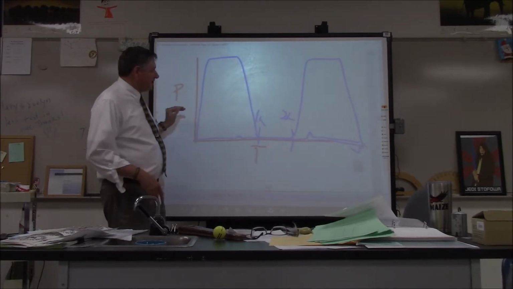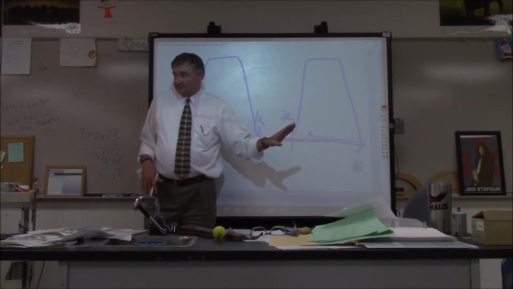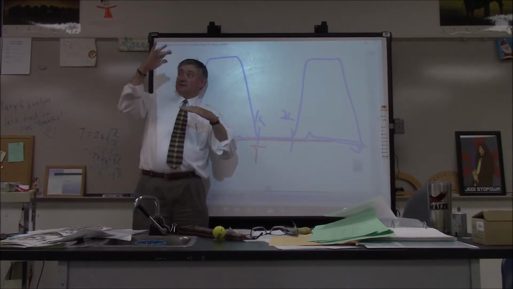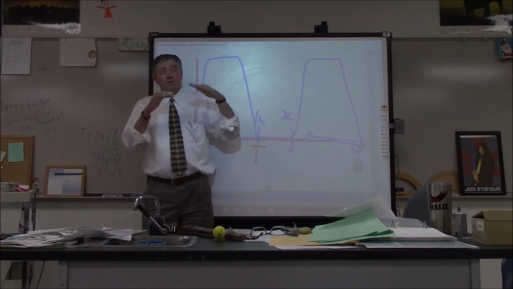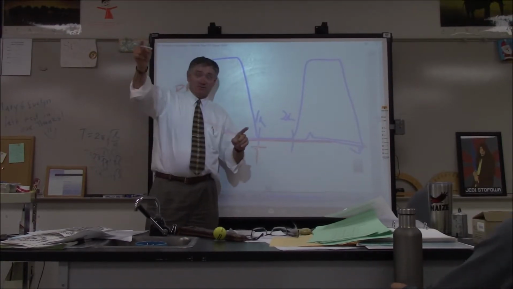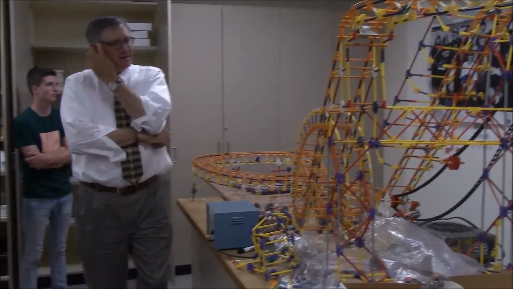Okay, so you get this idea: you get two completely different shapes of graph depending upon if you're talking about vertical versus time or horizontal versus time. Got it? Okay, now shut that down. Let's go back to the roller coaster. So here's the deal.